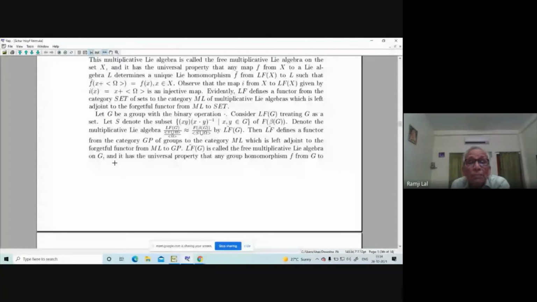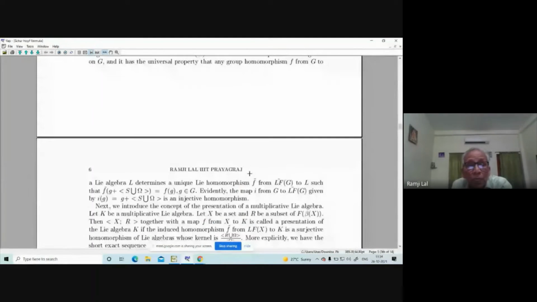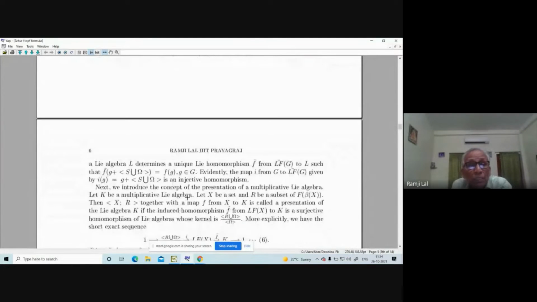So the free multiplicative Lie algebra is subject to the condition that G is a group. In other words, if you take the category of multiplicative Lie algebras and look at the forgetful functor, which takes the multiplicative Lie algebra to the corresponding underlying group structure, then this is adjoint to that. So this is a functor from this to this, and you get this. So this is a multiplicative Lie algebra.